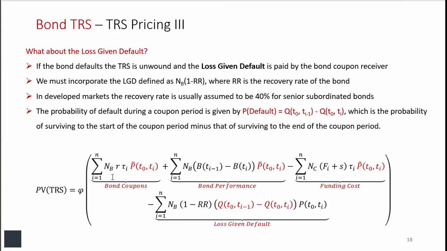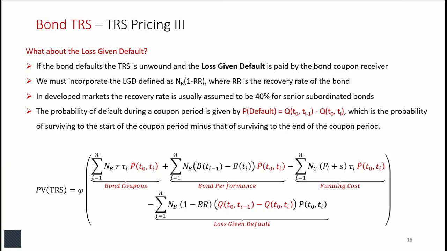Now, the other thing, we haven't included the loss given default, so we just add that on. If the bond defaults, the TRS is unwound, and the loss given default is paid by the bond coupon receiver. We must incorporate this. It's defined as the bond notional times 1 minus recovery rate, where RR is the recovery rate of the bond. In developed markets, the recovery rate is assumed to be 40%, as defined in the ISDA master agreements. That's 40% for senior subordinated bonds, and at least 20% for unsubordinated bonds and for emerging markets.